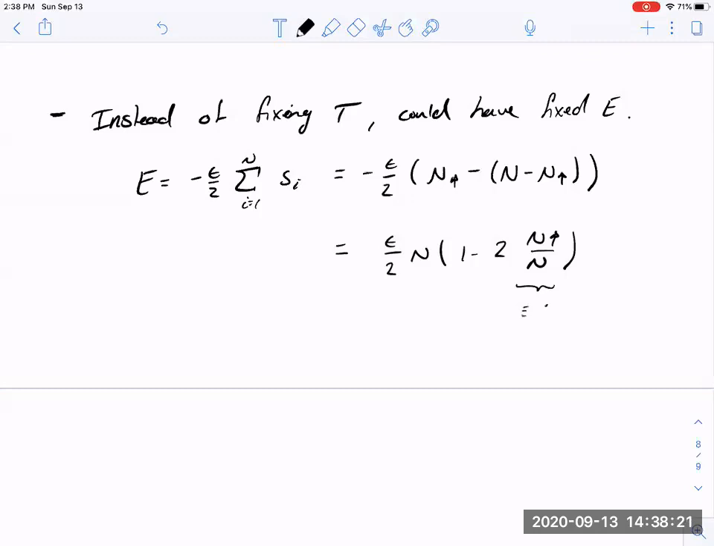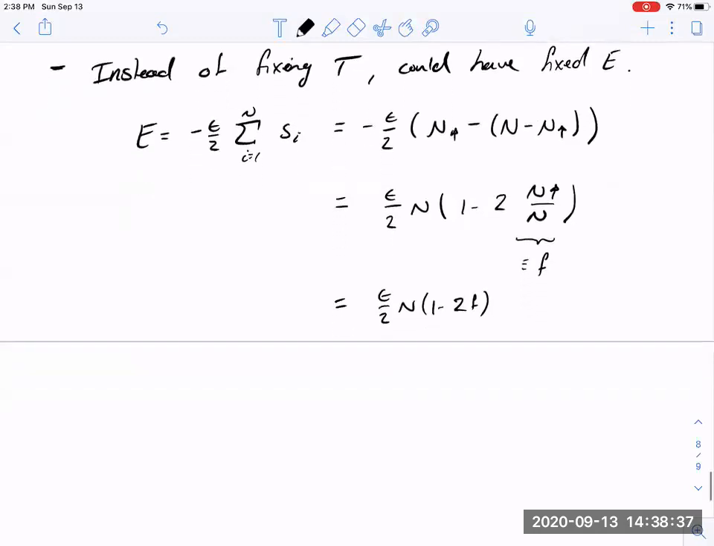Let's define this as the fraction up, little f. So then the total energy is just epsilon by 2, n times 1 minus 2f. Now the number of microstates with a fixed value of energy, that's what we've defined as omega, depends uniquely on how many are pointing up. That's what we've just convinced ourselves of.